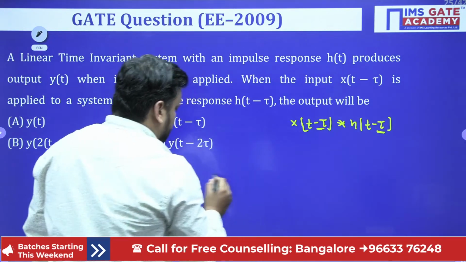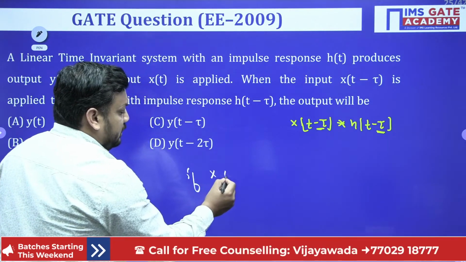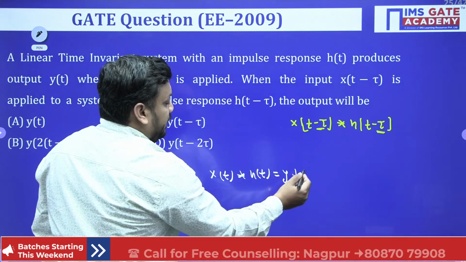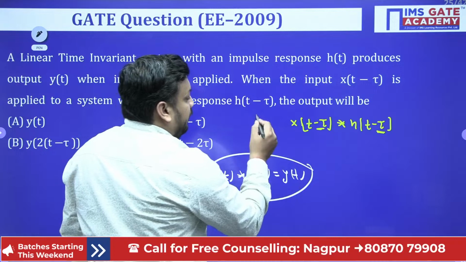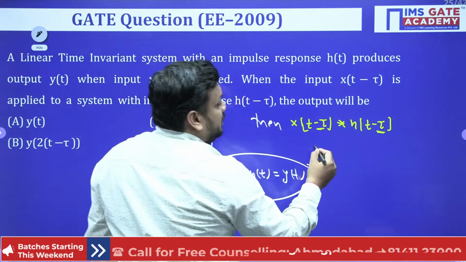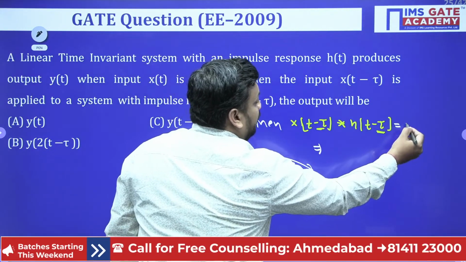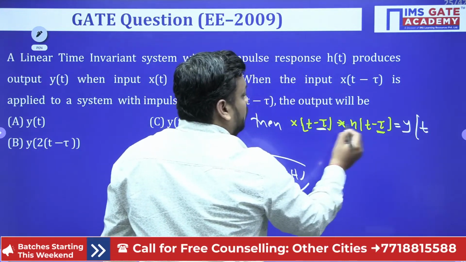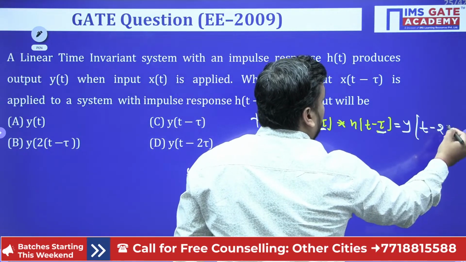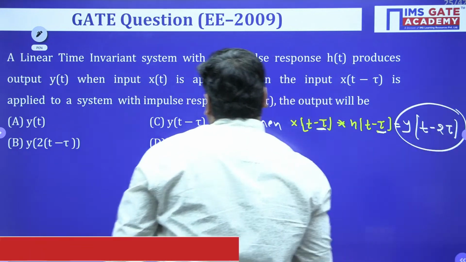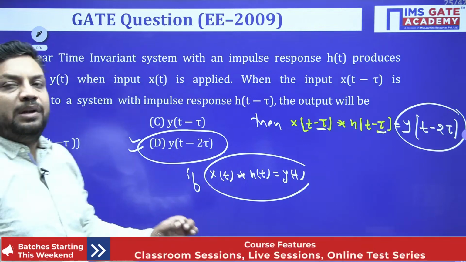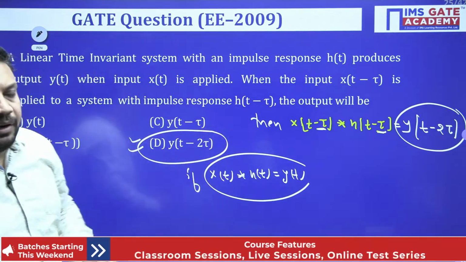So the question starts like this: if x(t) convolved with h(t) is equal to y(t), then x(t minus tau) convolved with h(t minus tau) is y of t minus tau minus tau. Minus tau and minus tau together make minus 2 tau. So it is y(t minus 2 tau). It means option number D for Delhi. So this is simply the convolution shift property, guys.